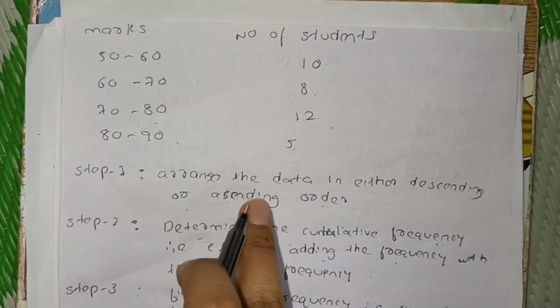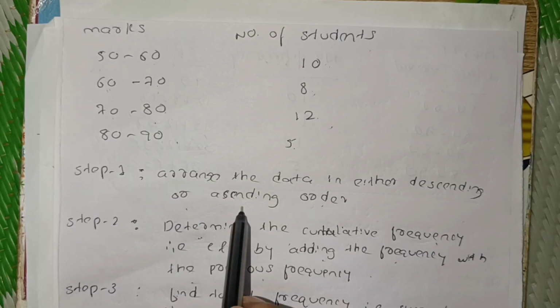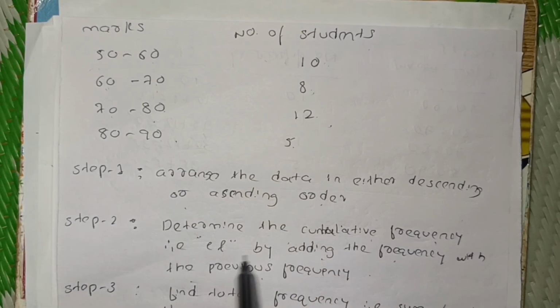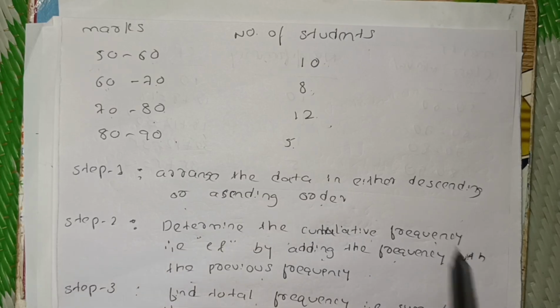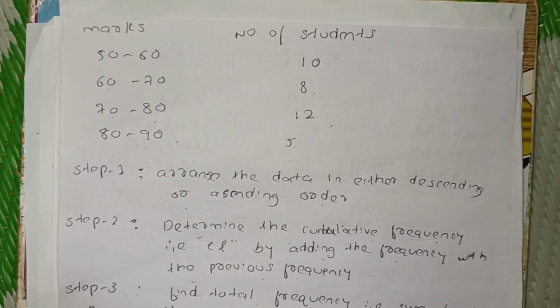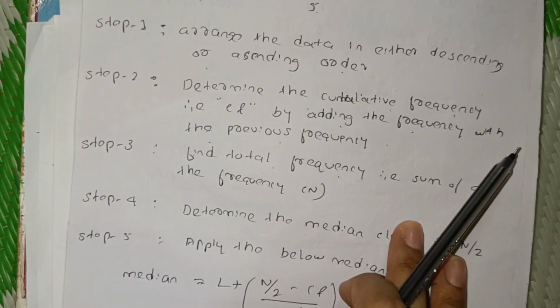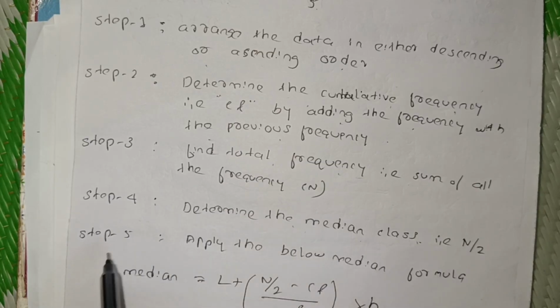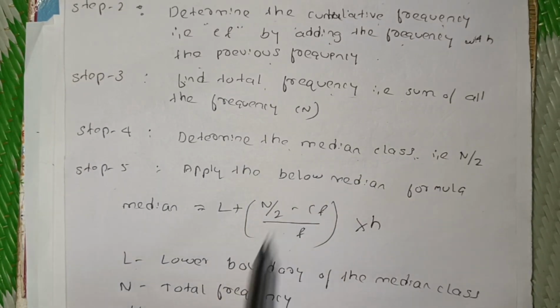Step 1. Arrange the data in either ascending order or descending order. Step 2. Determine the cumulative frequency, CF, by adding the frequency to the previous frequency. Step 3. Find the total frequency, that is the sum of all the frequencies. Step 4. Determine the median class, that is n by 2. Step 5. Apply the below median formula to calculate the median.